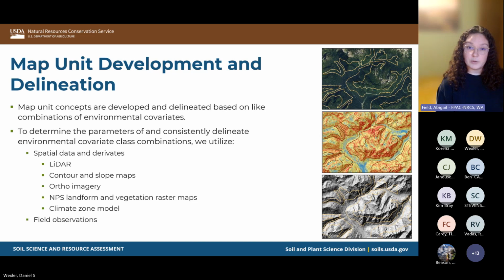And then we heavily rely on field observations for ground truthing what we did in the office. And a field observation includes digging a soil pit, looking at what we find in the soil, and then taking a full vegetation site description. Next slide.